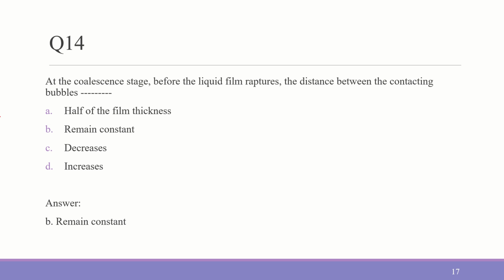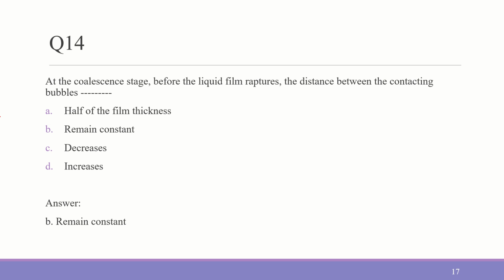Previously the question was about the approach stage. Now the question is about the coalescence stage. The bubbles collide, and the surfaces of the bubbles which have collided become flattened, and then the liquid film becomes entrapped inside. Therefore, before the liquid film ruptures, the distance between the contacting bubbles remains the same.